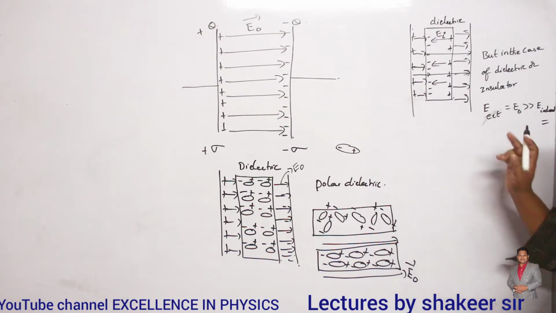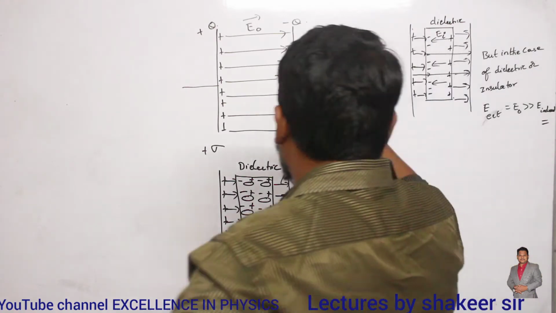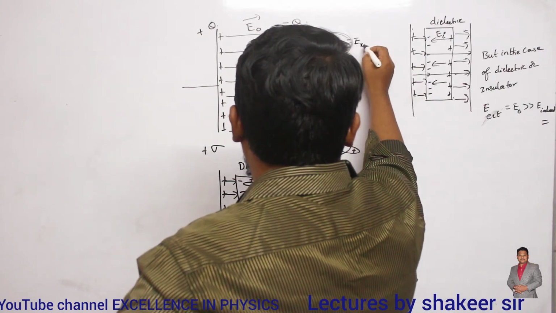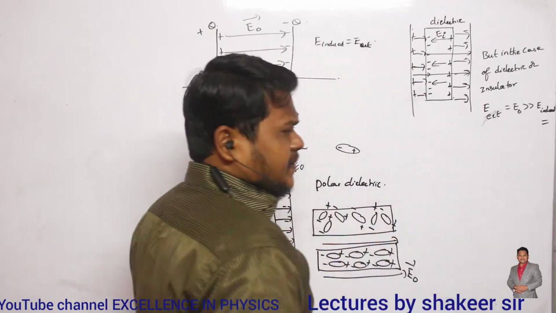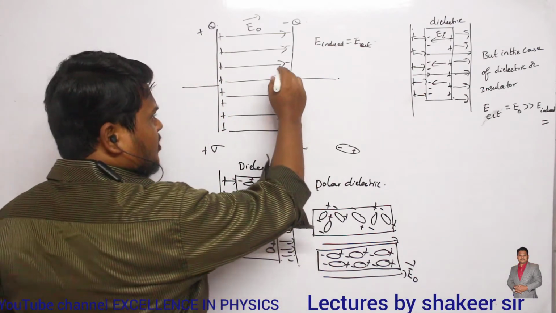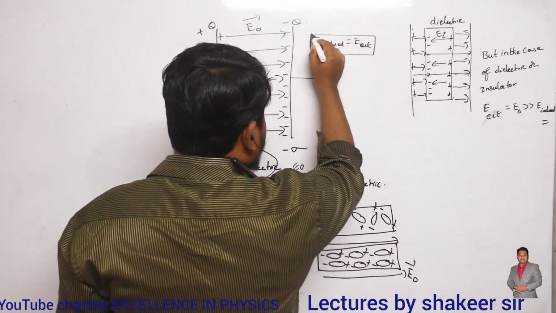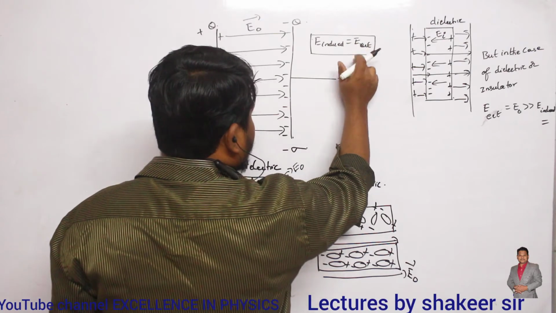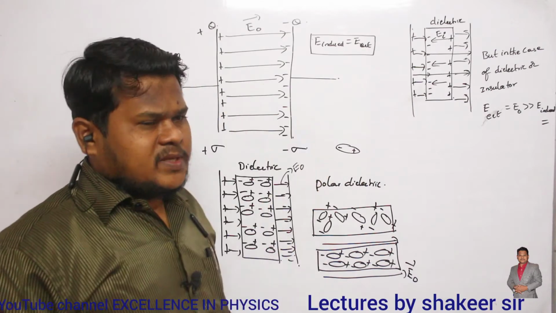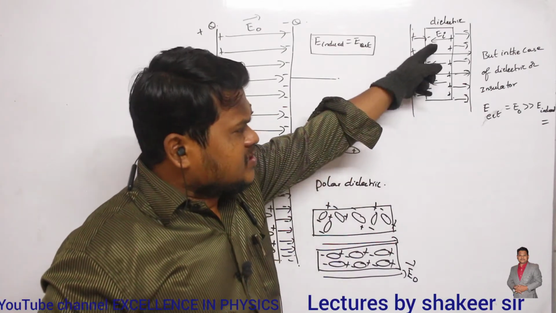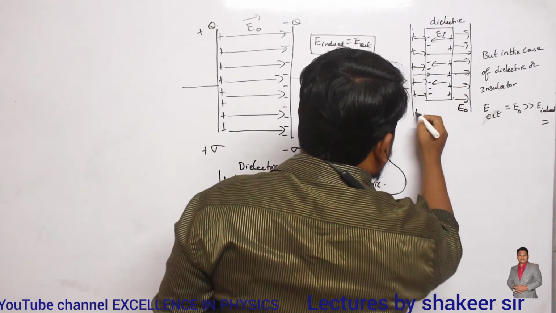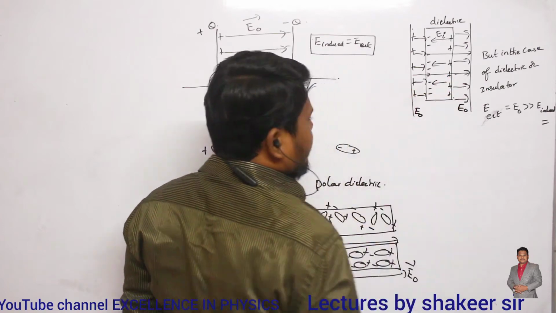In the case of a conductor, what we have studied is that the induced electric field is equal to the external electric field. Magnitude wise they are equal and direction wise they are opposite. But here, in the case of a dielectric or insulator, the external electric field is much greater when compared to the induced electric field.